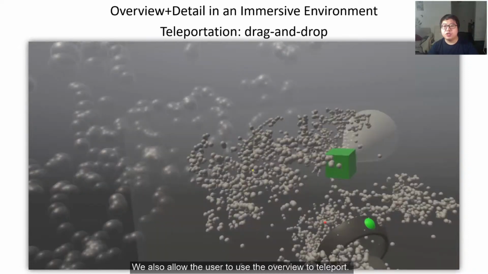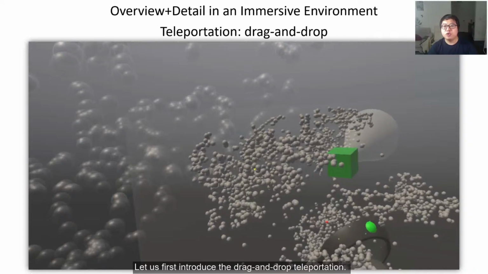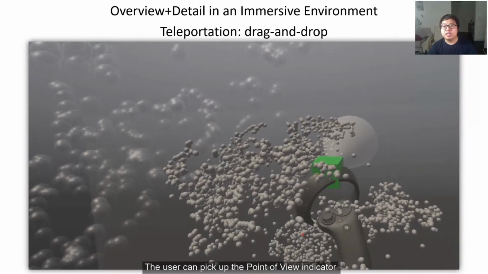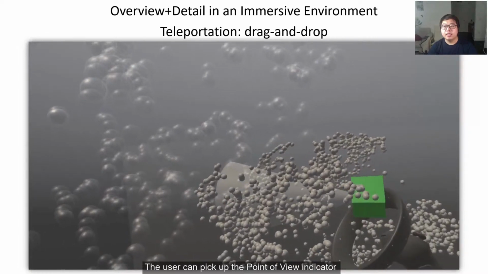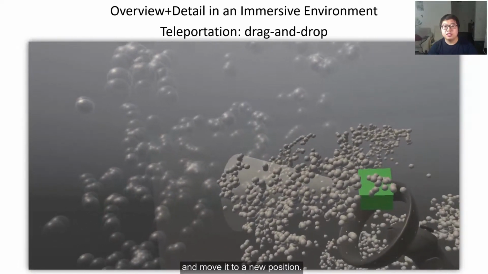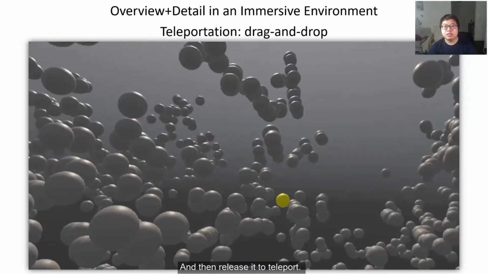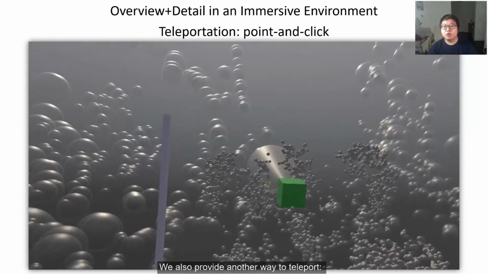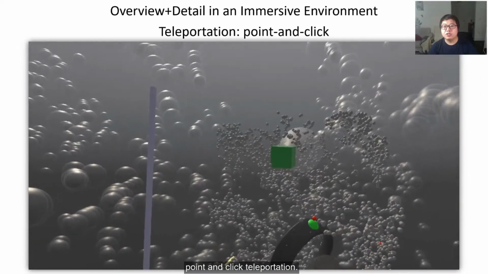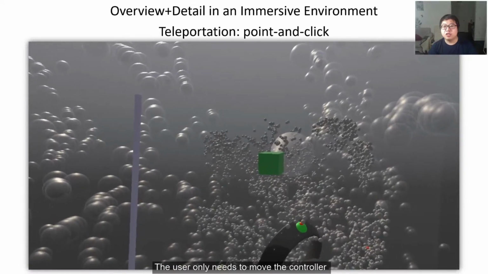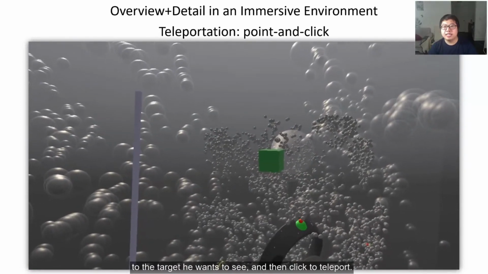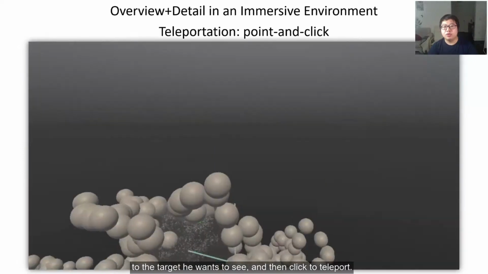We also allow the user to use the overview to teleport. Let us first introduce a drag and drop teleportation. The user can pick up the point of view indicator and move it to a new position, and then release it to teleport. We also provide another way to teleport, point and click teleportation. The user only needs to move the controller to the target he wants to see, and then click to teleport.